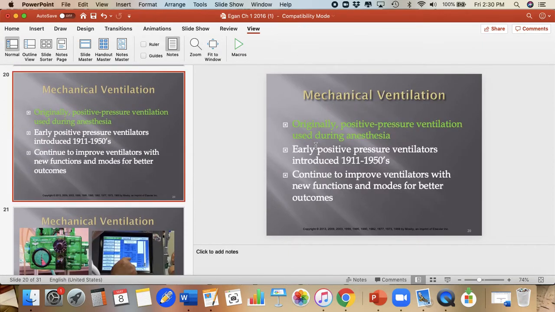Moving forward, like I said, we now use positive pressure ventilation, but it was originally only used during anesthesia. These positive pressure ventilators weren't even introduced until the early 1900s. But now we've got all kinds of ventilators. We've got different brands, different names, different types. We've got hospital ventilators and home ventilators and all kinds of ventilators for all kinds of people, and it is your job as a respiratory therapist to know how to work all of those ventilators, all of those different modes, and how to pick certain modes and certain vents for the pathology of your patient or the condition of your patient.